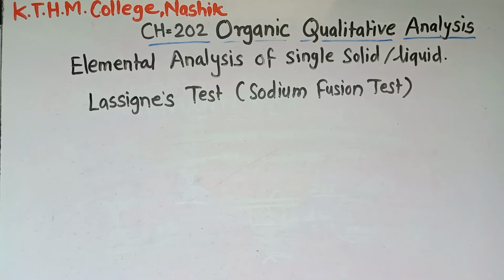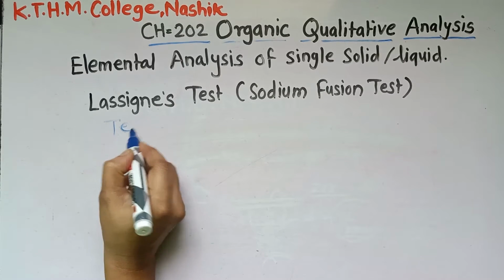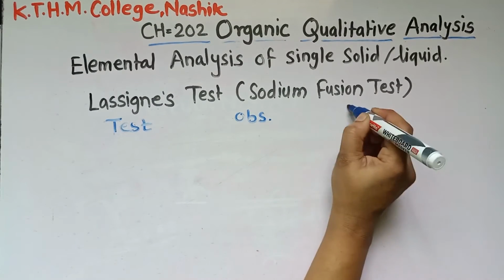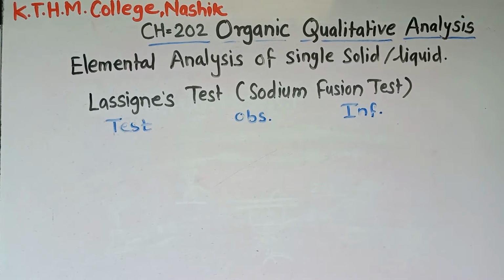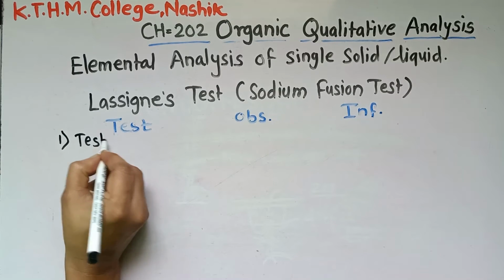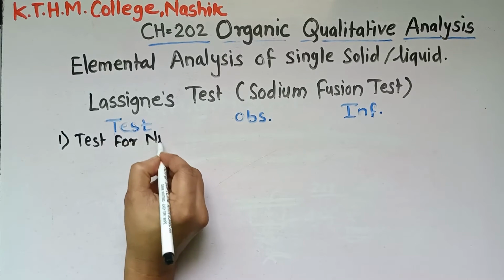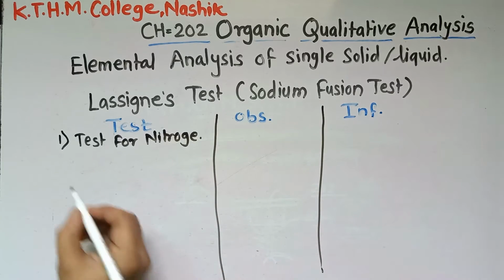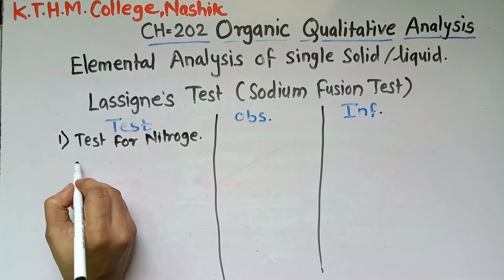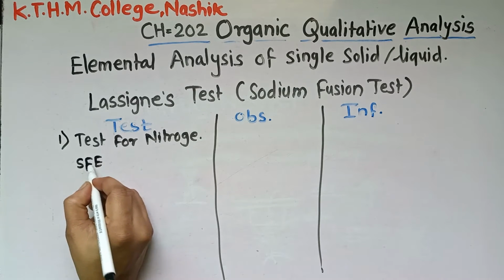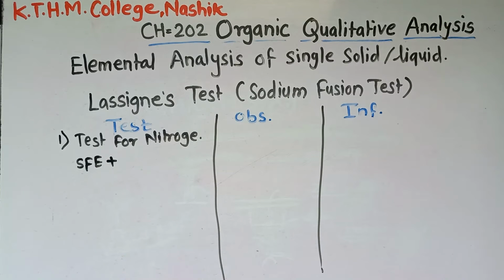So the first thing we perform in a test tube is called the test, then observation and inference. First, the test for nitrogen. We take a small quantity of sodium fusion extract, in short called SFE, in a test tube.